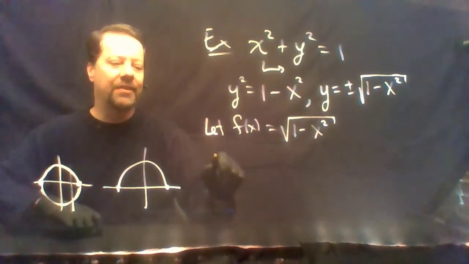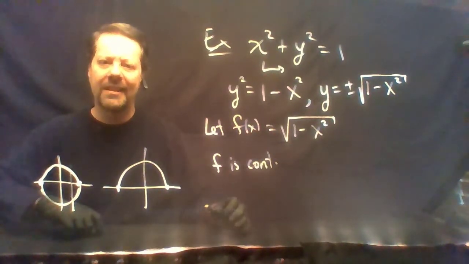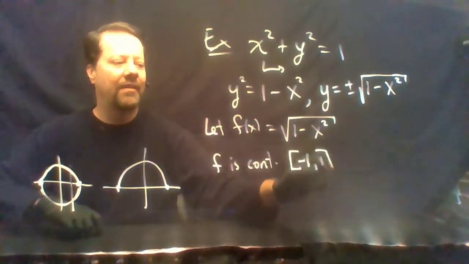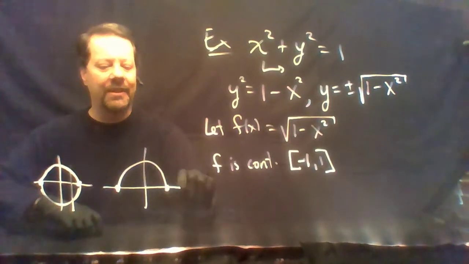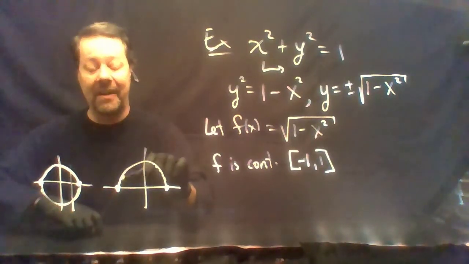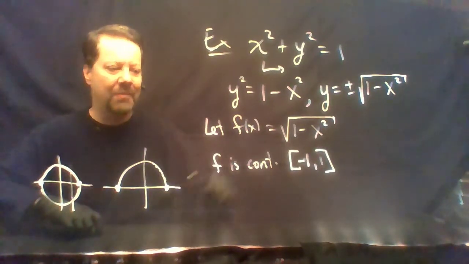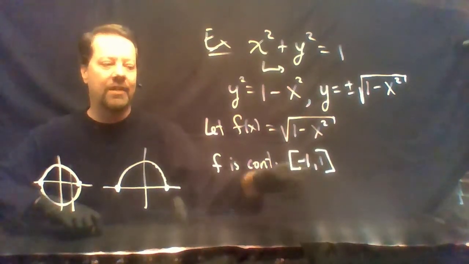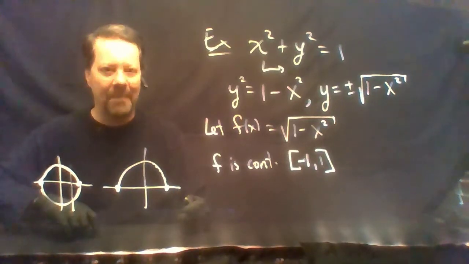Now this function is continuous. But where is it continuous? It's continuous on the closed interval from -1 to 1. You can see that the function value is 0 at the endpoints, and as you approach those from the one side that it is defined on, you do get the limit going to 0 at each of those endpoints. So we get continuity on the entire closed interval where this function is defined. It is continuous on its entire domain.